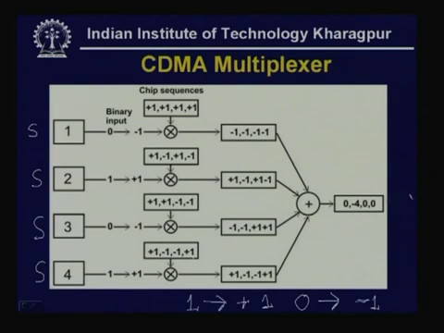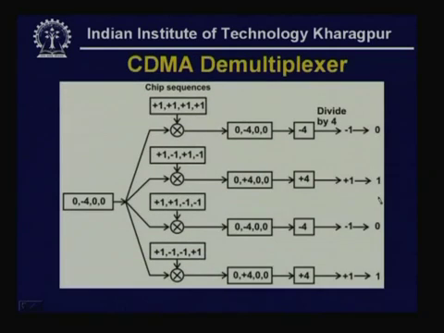This can be sent over the medium. So this is sent and it is being received at the other end. So here it comes from the medium. After it is received, you see the same chip sequences which were used for the different channels are used for demultiplexing. So it is multiplied with the same chip sequences.